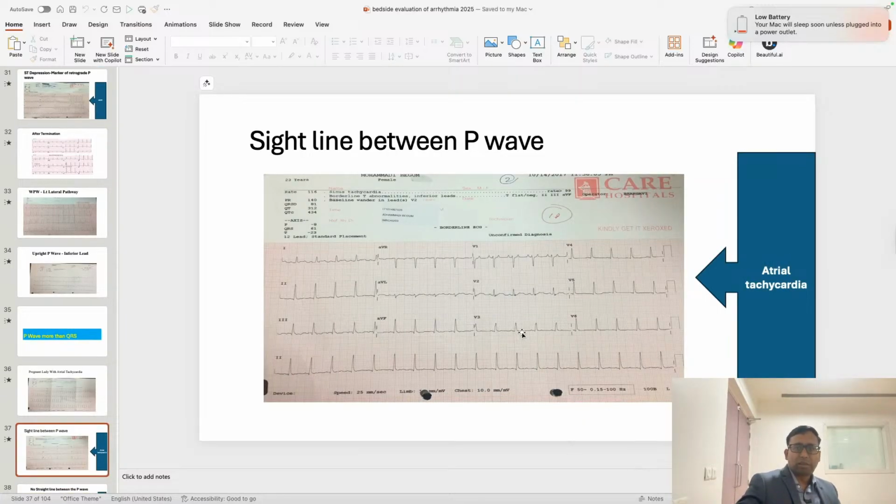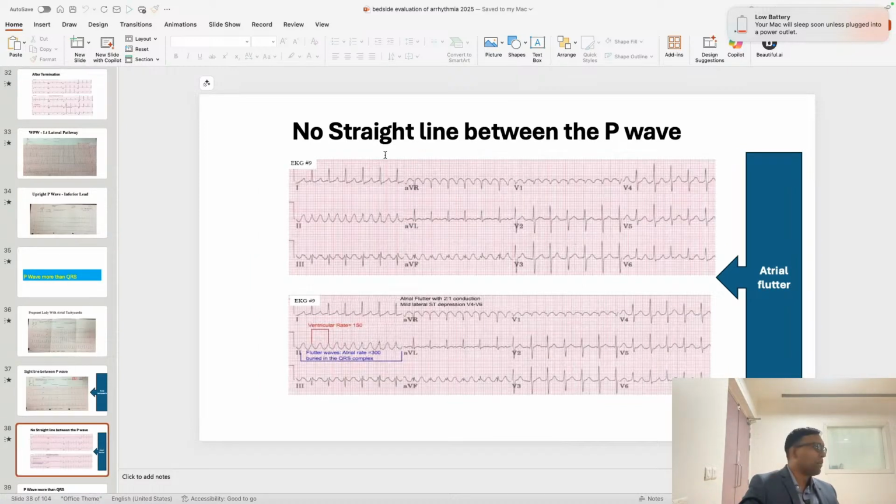And this concept, just now I did, when there is a straight line between P waves, by the norms, we say that it's atrial tachycardia. If you are not getting a straight line between the two P waves, then it is a flutter. So this is an ECG diagnosis. As an electrophysiologist, we don't accept this. When we bring the patient in the cath lab, it is focal versus macro. It is a micro reentrant versus macro reentrant.